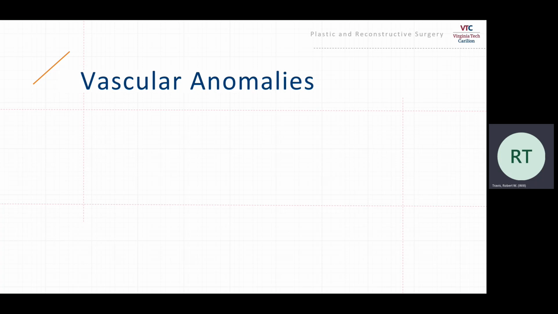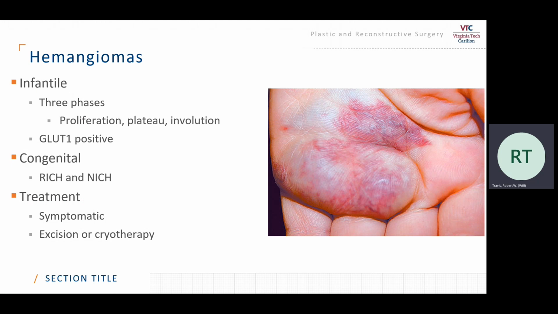So, touch briefly on vascular anomalies. Start with hemangiomas. These can be infantile or congenital. Infantile are present after birth. There are 3 phases: a proliferation phase, a plateau phase, and involution phase. These are GLUT1 positive, which we've been tested on before. Congenital can be divided into rapidly involuting or non-involuting. Typically, rapidly involuting will involute by 6 to 10 months of age.